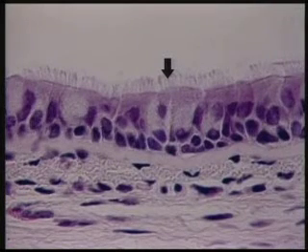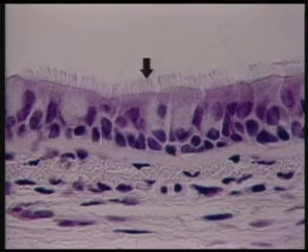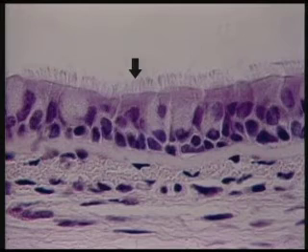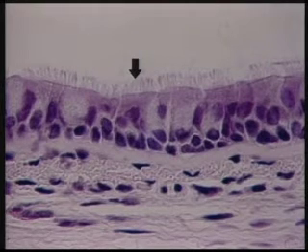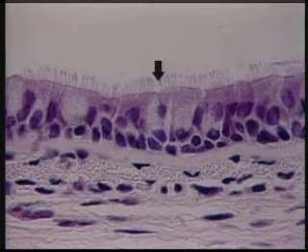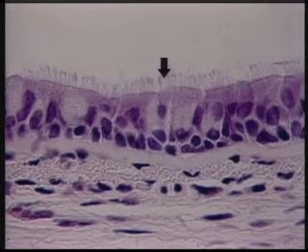Question number 7. What are these structures right here? If you said cilia, you're absolutely right. These are cilia. They're on the surface of the epithelium of the respiratory tract. And remember, cilia are fine extensions of the cell surface that are highly motile.